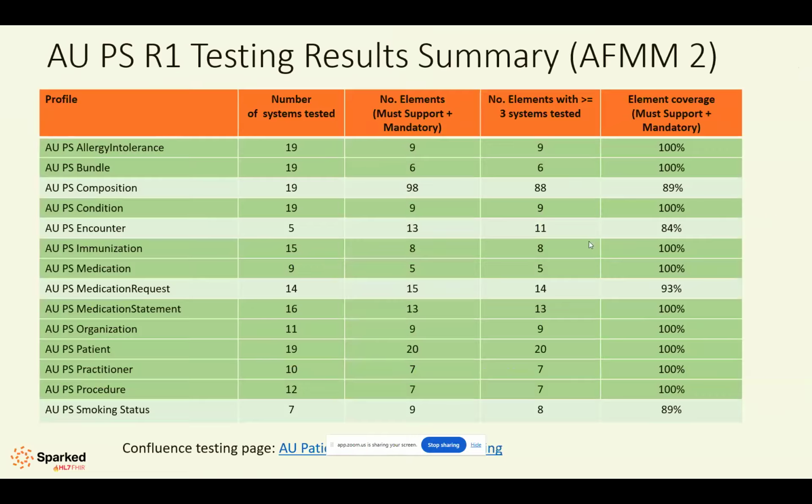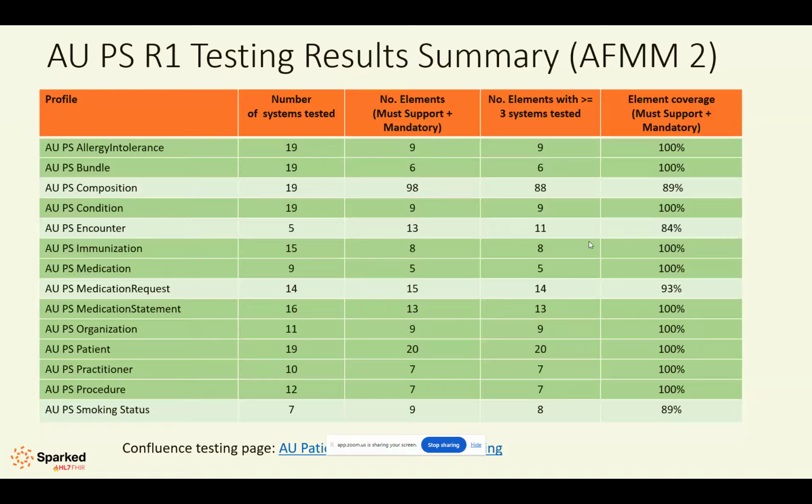And this is the summary of what we've just seen from Danielle's presentation. I've just pulled the results that are relevant to the AFMM2 discussion. So this is not showing the profiles that Danielle mentioned that are not meeting AFMM2 criteria. And as Danielle mentioned, we can see that most profiles actually exceed AFMM2 criteria. We have a number of profiles with 100% coverage.